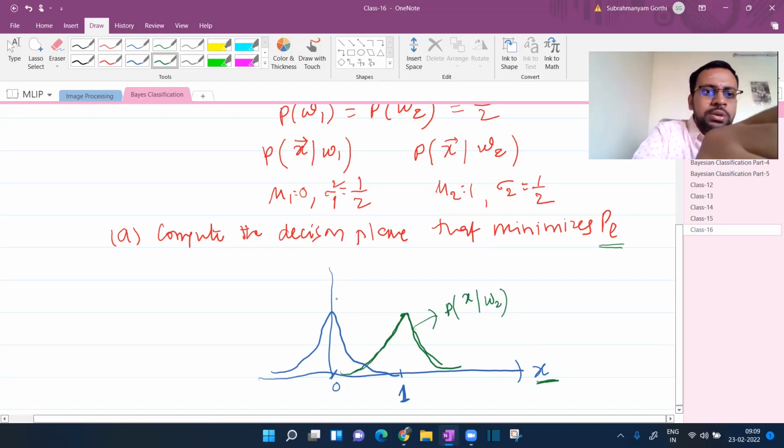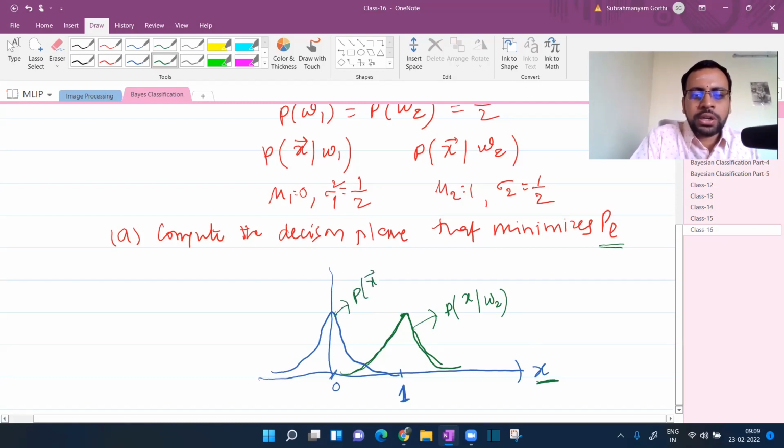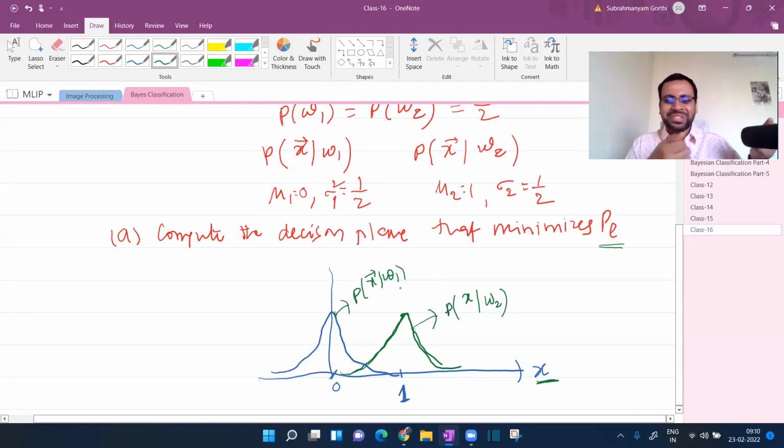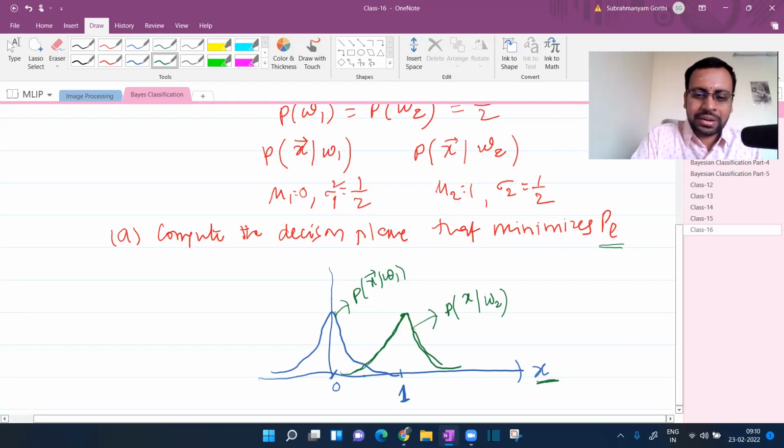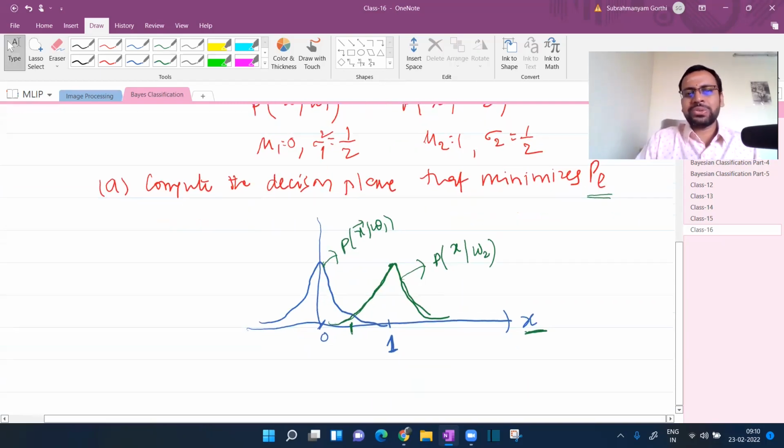And this is probability of x bar given omega 1. See, this is a very simple thing. Even without doing any calculation, you could say that, because you are simply translating it and putting it at 1. So obviously it would be in the middle. So easy to say it, but again, all problems will not be so simple. So let us take this problem and figure out how to solve it also.